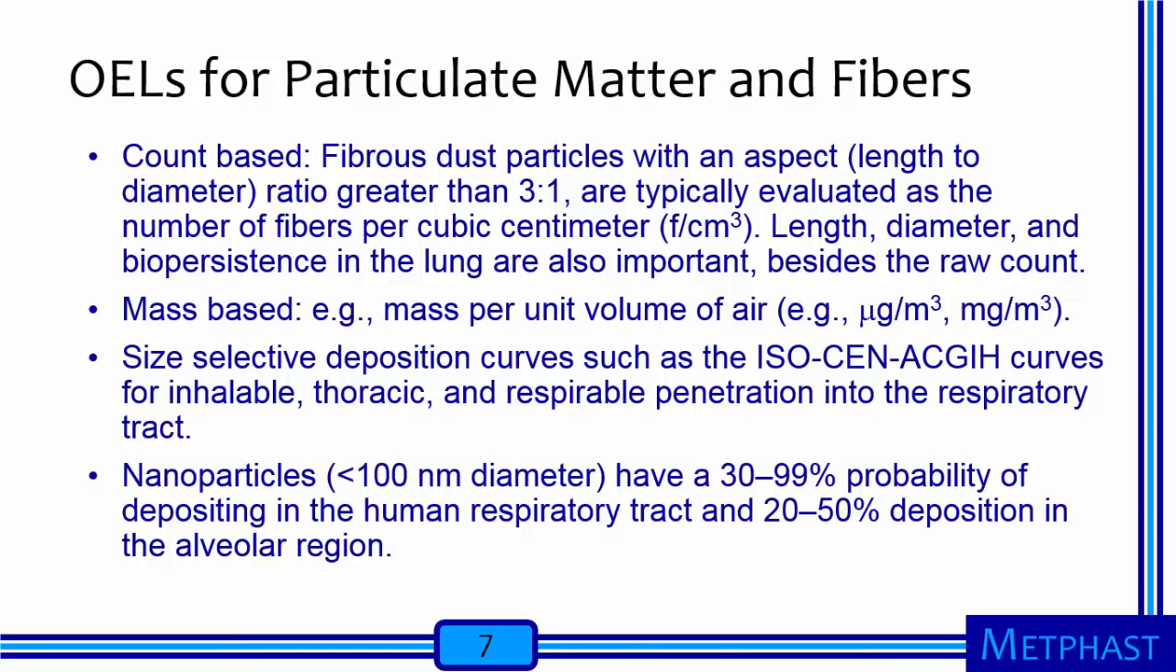Non-fibrogenic dusts that did not have specific established toxic effects were treated as nuisance or low toxicity dusts with assigned OELs that were relatively high. In an early recognition of the significance of the smaller sized fraction of dust that could reach the alveolar region of the lungs, the respirable fraction was assigned a separate value in the US, that is 15 milligrams per cubic meter total dust and 5 milligrams per cubic meter respirable dust.